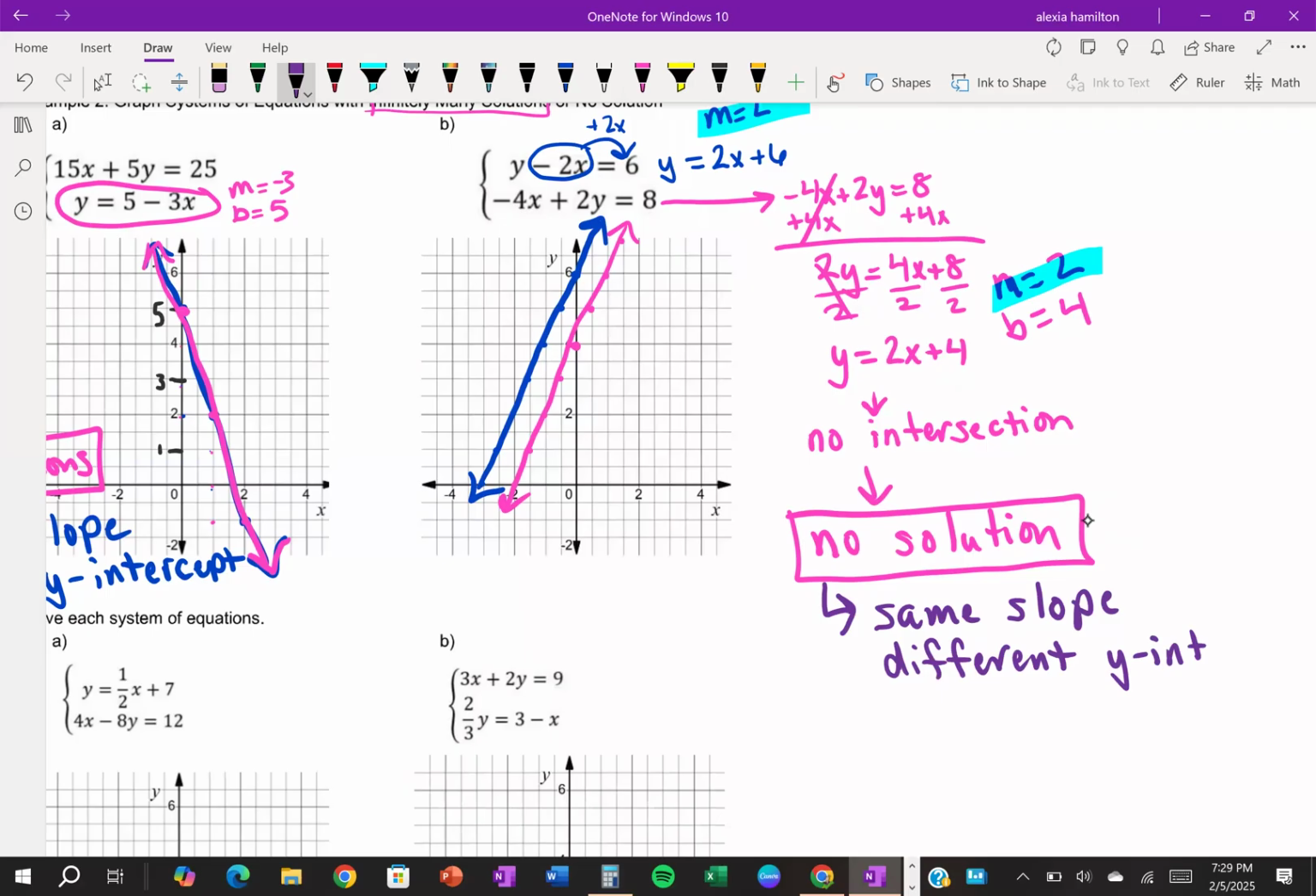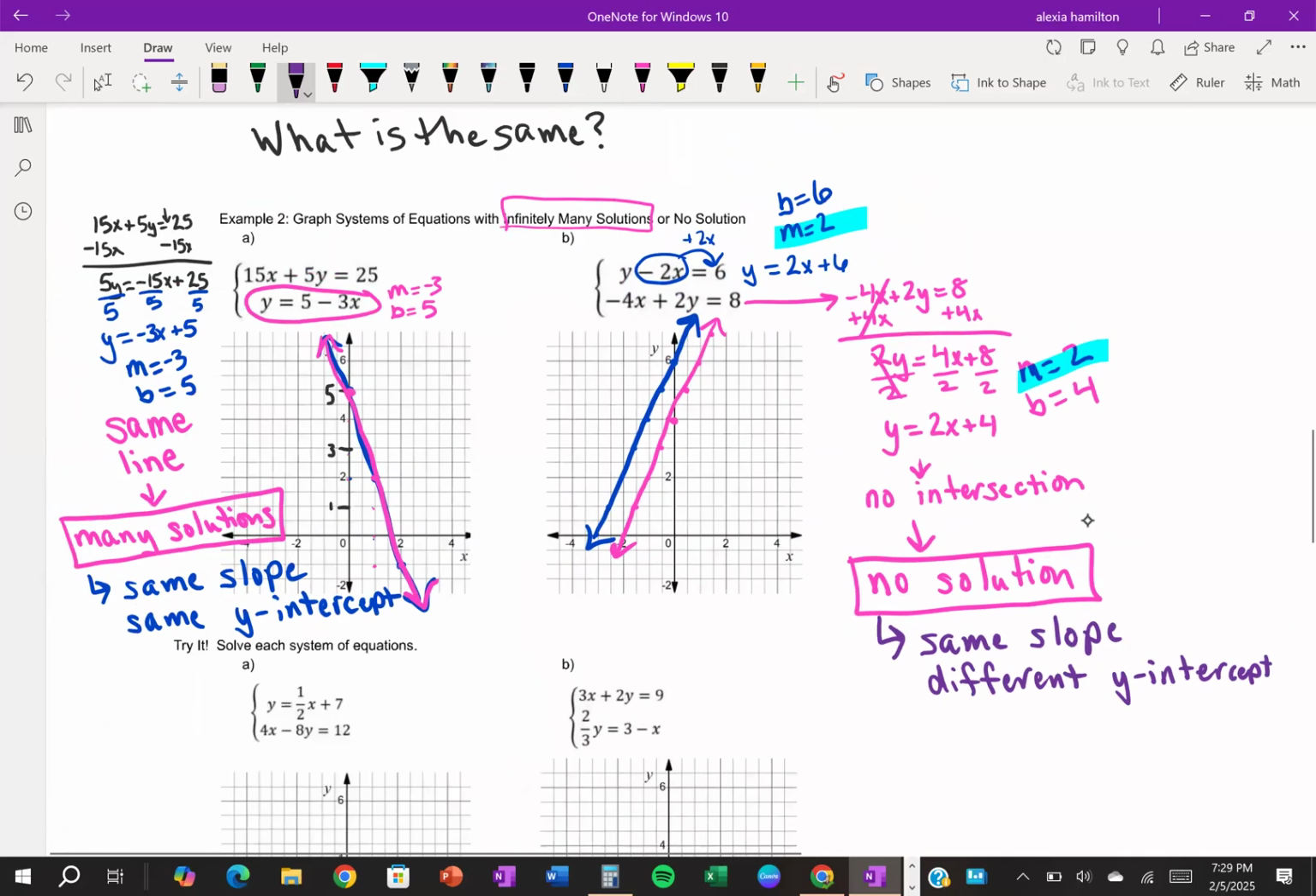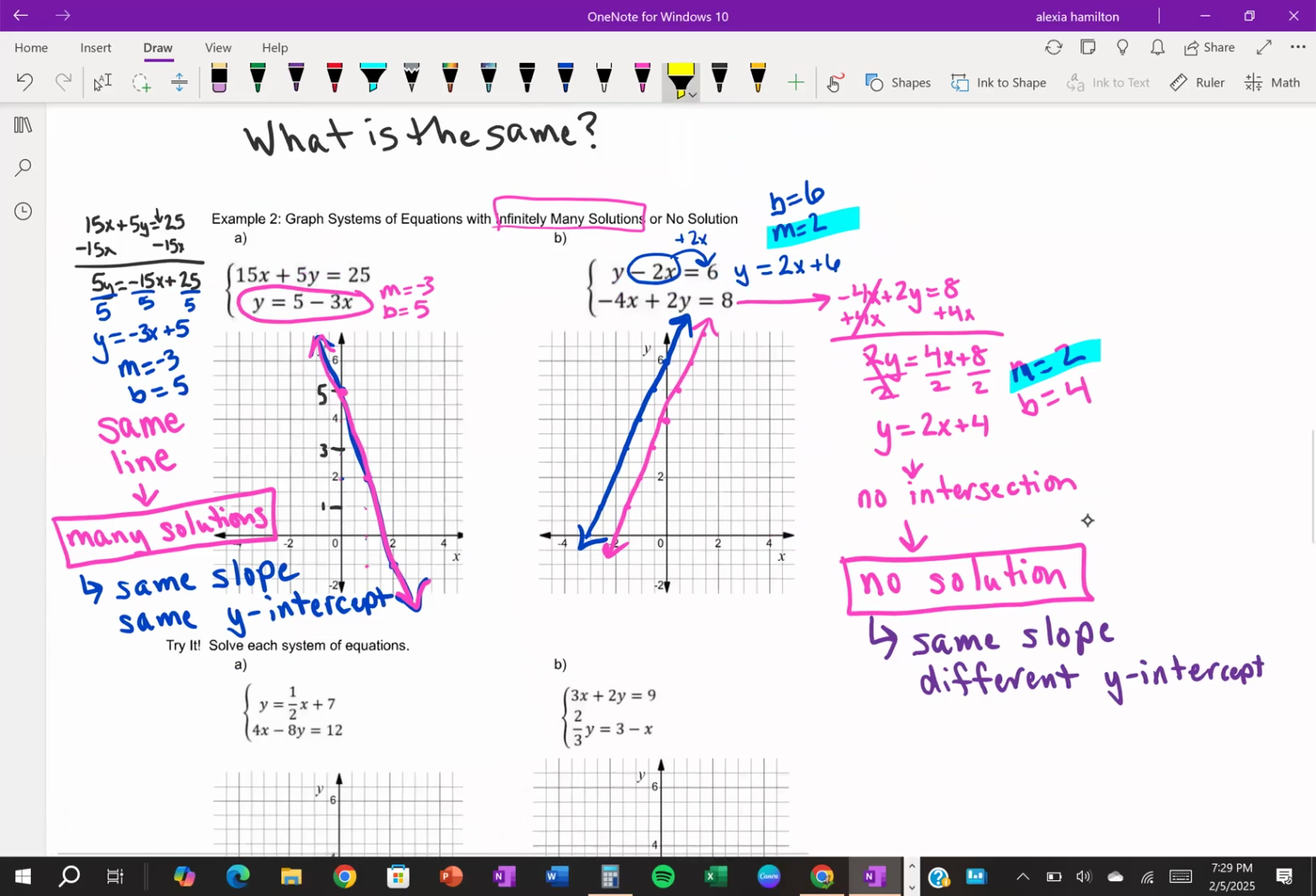If I was you, and we're just starting our chapter, but it's a kind of short-ish chapter, I would definitely commit that to memory. Many solutions comes from lines that have the same slope with the same y-intercept. No solutions come from lines with same slope but different y-intercept.